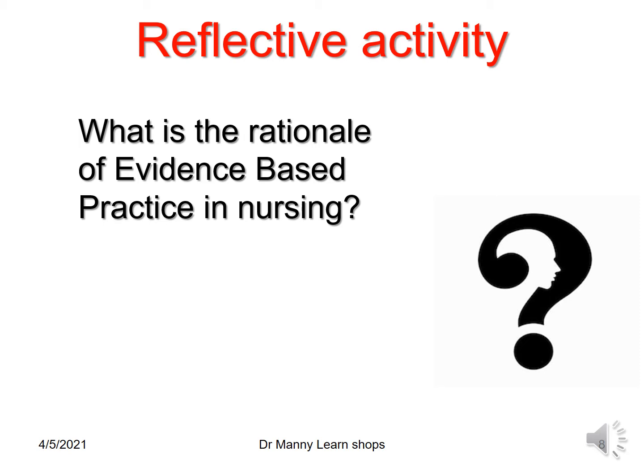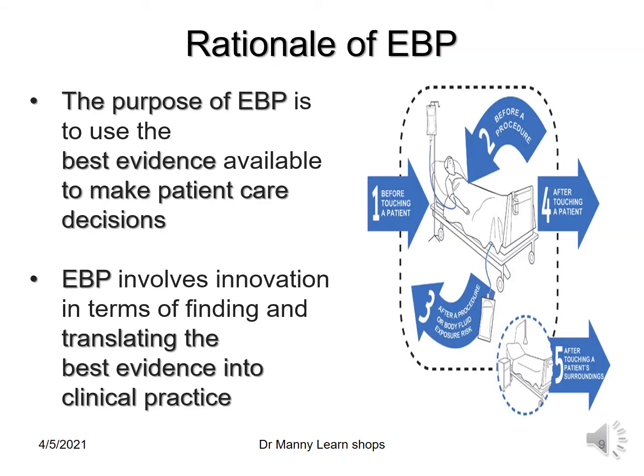What's the rationale then for evidence-based practice in nursing? Well, the rationale is that the purpose or the aim or the objective of evidence-based practice is to use best evidence available when making patient care decisions. Evidence-based practice involves innovation in terms of finding and translating the best evidence into clinical practice. And this can apply to many different skills, protocols that we use in nursing.